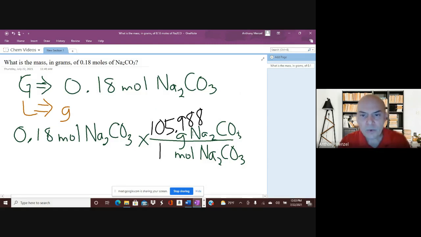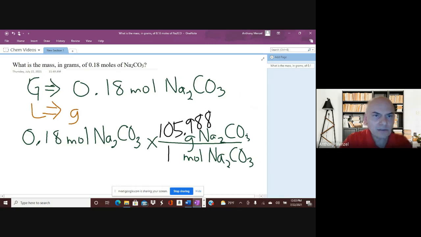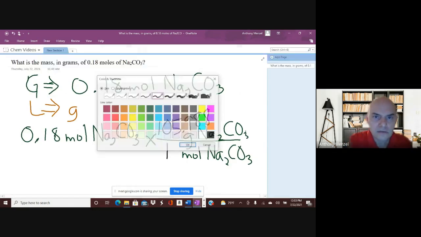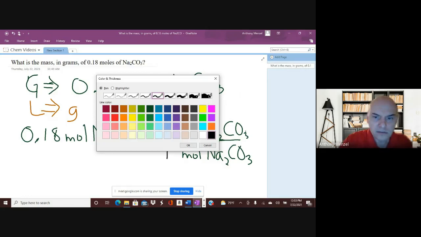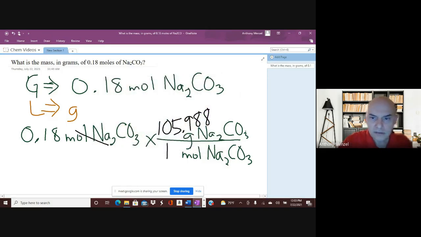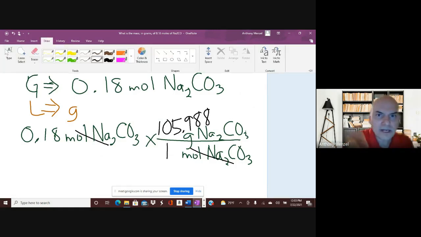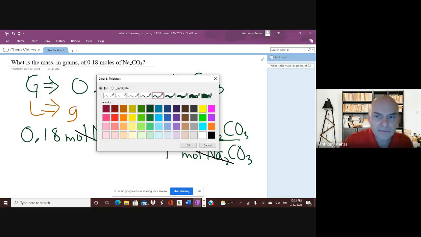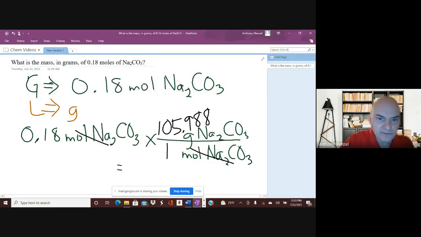Because we know that when we use the periodic table to calculate molar masses, it's the number of grams in 1 mole. So when we go ahead and do the math now, the first thing that's going to happen, the moles will cancel. And then we are going to be left with grams, which is exactly what we wanted because we are looking for grams.